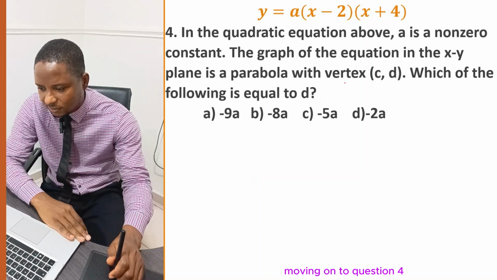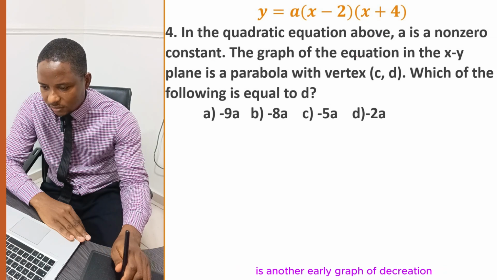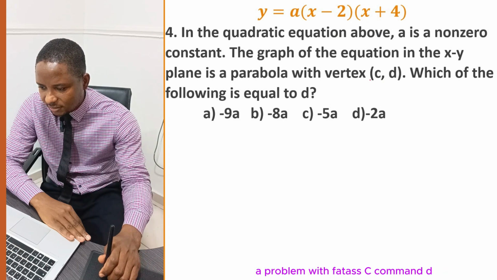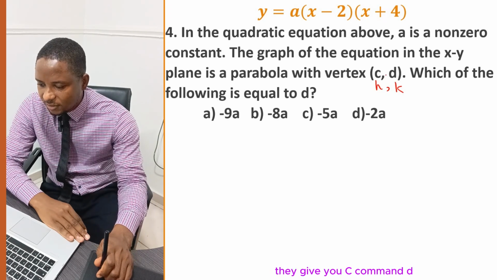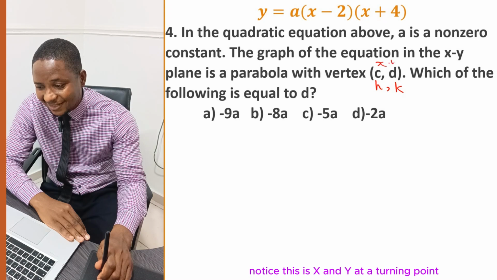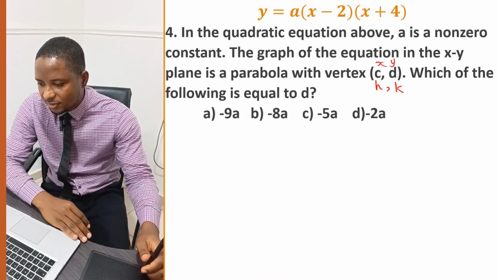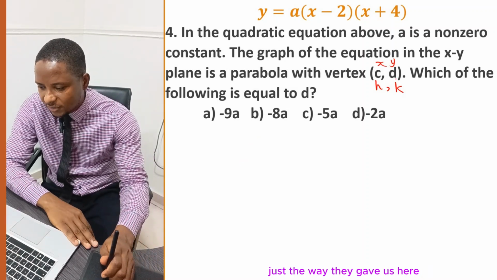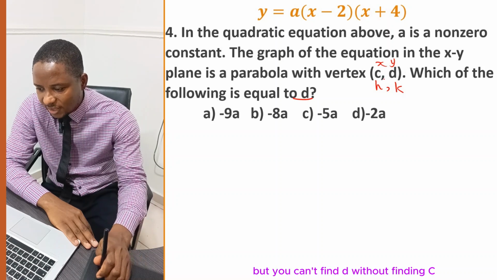Moving on to question 4, we are told that in the quadratic equation above, a is non-zero, and the graph of the equation in the xy plane is a parabola with vertex (c, d). We're used to (h, k), right? They gave you (c, d). Notice this is x and y at the turning point, so you can use any letter to denote it, just the way they gave us here. So I'm looking for d, but you can't find d without finding c.